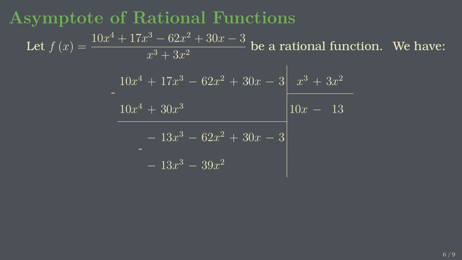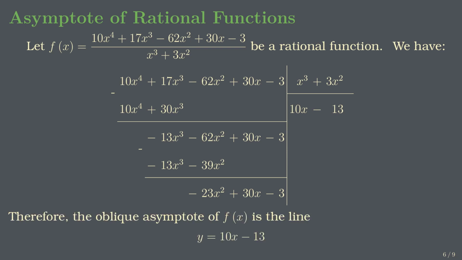Okay, so you do the same trick again, and after that you will get here the remainder of the division. It is already of degree less than 3 here. So you know that this is actually the quotient, and this is actually the remainder, right? So for that reason, the oblique asymptote of f(x) is actually y equals 10x minus 13.